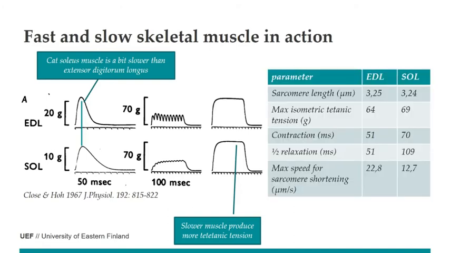But in this study in the 60s, they were comparing quite several different parameters. The sarcomere length is completely the same, and the isometric tetanic tension is perhaps 10% higher in the soleus muscle. But the contraction, how fast the contraction happens, is about 1/3 slower in the soleus muscle, so in this slow skeletal muscle. And the relaxation happens about 2 times slower in the slow skeletal muscle.